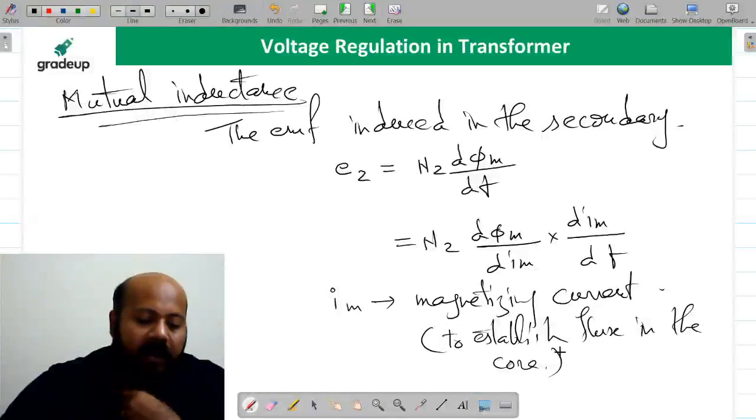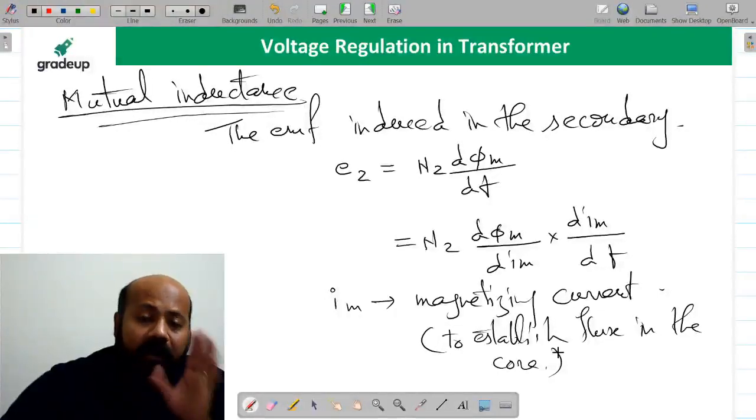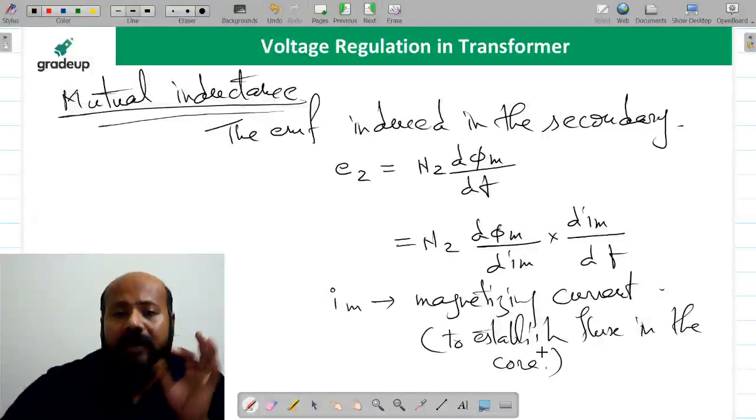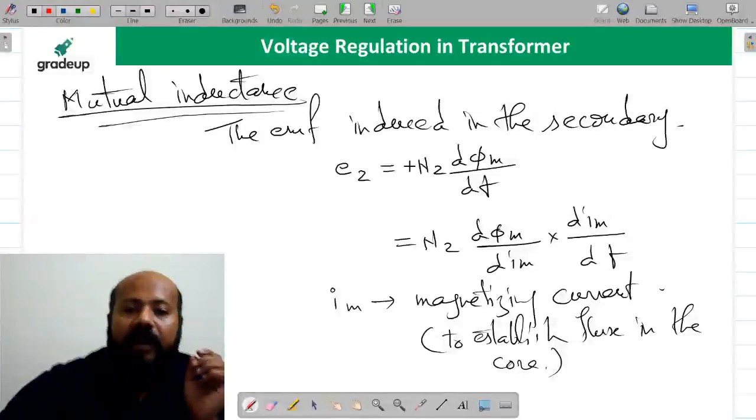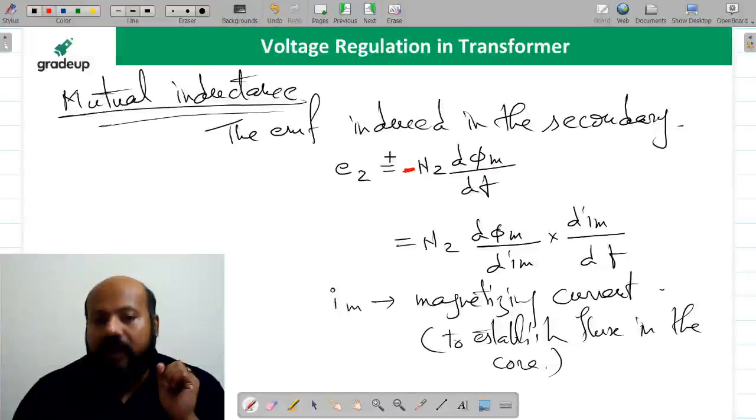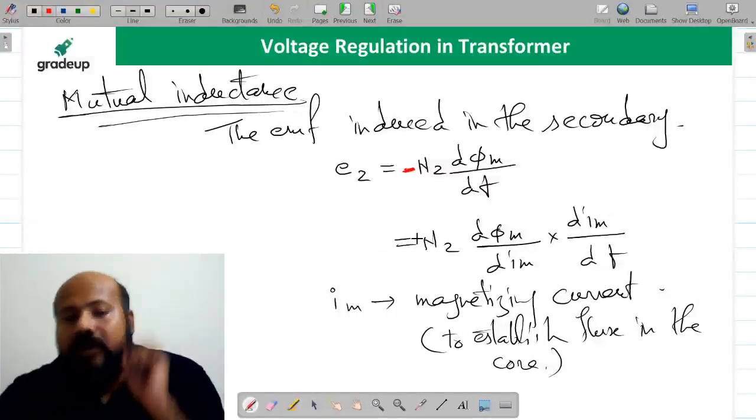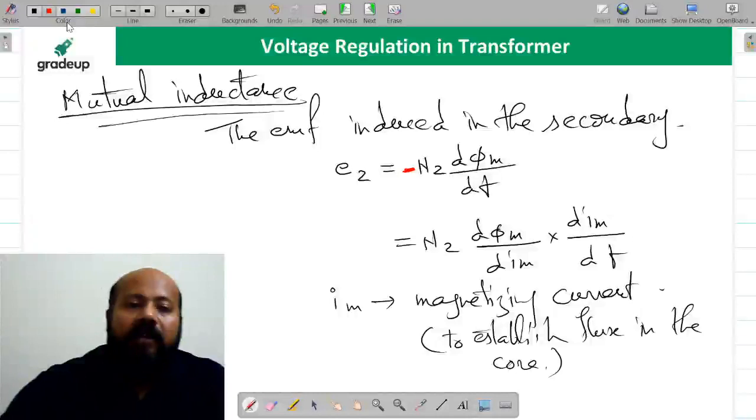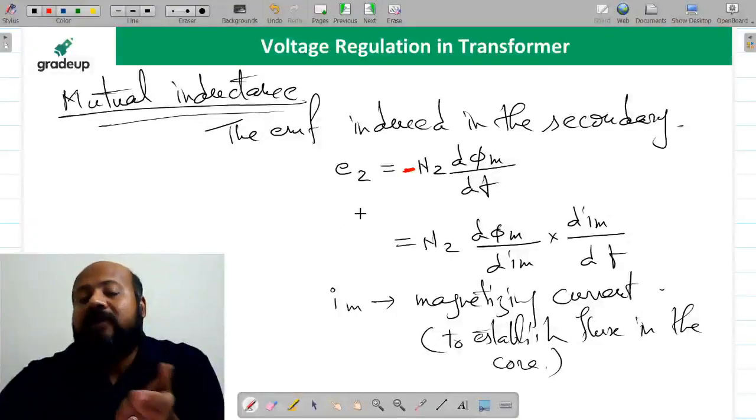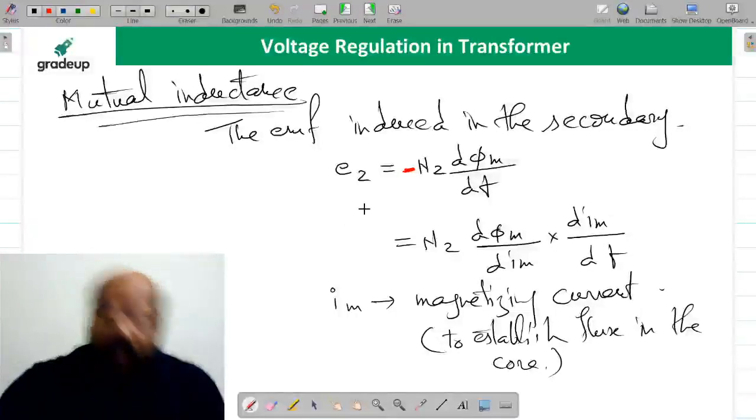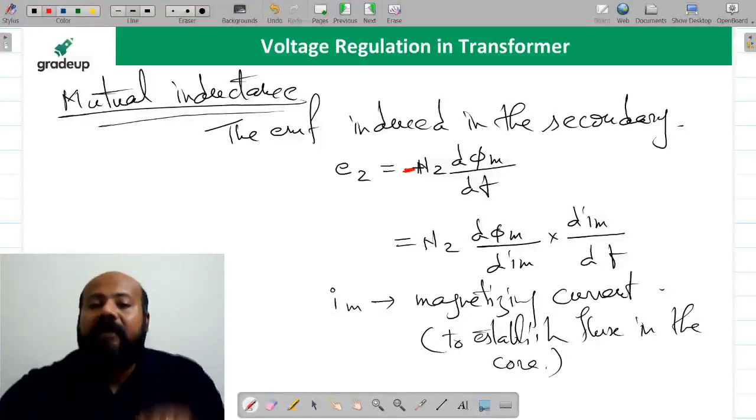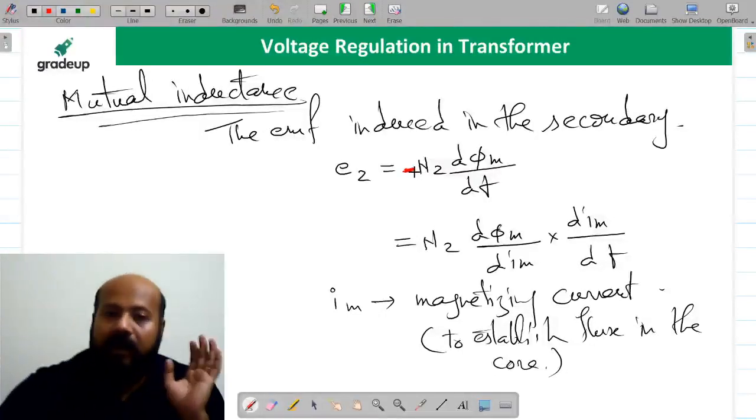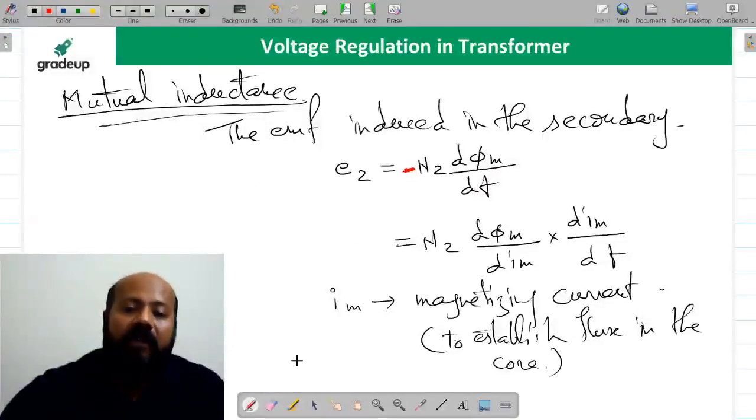Ranjit Mahal is asking, sir, the sign is not applicable. Listen very carefully. Ranjit is asking a very genuine doubt. He is asking, in general we use the negative sign here. Why are we not using the negative sign here? Beta, we are not using the negative sign here because we have already taken care of it by using the Lenz law in terms of dot convention. We have already taken care of this negative sign by using the Lenz law, using the dot convention. That is why we are not using it.